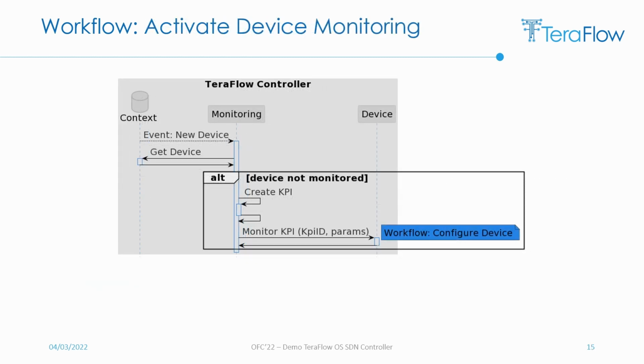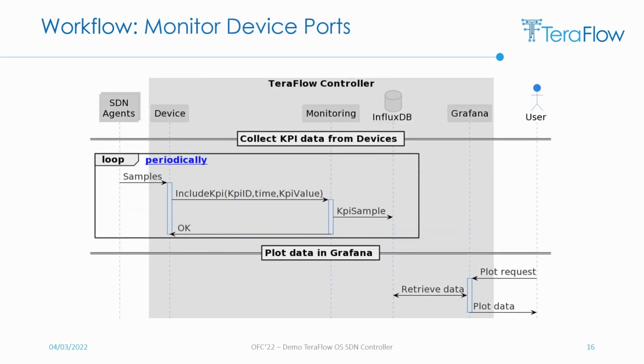Similarly, when the monitoring component receives the new device event, it retrieves the configuration and the status of the device, and if the device is still not being monitored, it creates the appropriate KPI monitoring entities and configures the monitoring in the device to receive monitoring data. When monitoring is activated in the devices, periodically, the device component will receive monitoring samples that it will forward towards the monitoring component. The monitoring component will store these samples into the time series database, making them available for the Grafana panel to plot them.